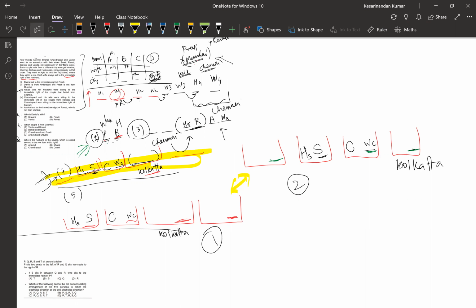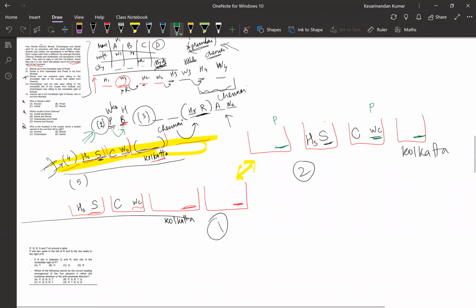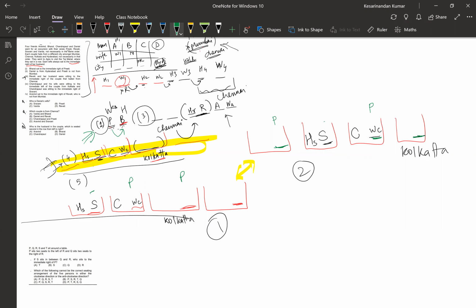B sits to the right of P. So P can sit here. Possible? Not possible here? Here? Possible. Two places here. Here? Not possible. First one. Here? Possible. Okay. Now, if P is here, where will B sit? B will be here. And for this one, B will be here.